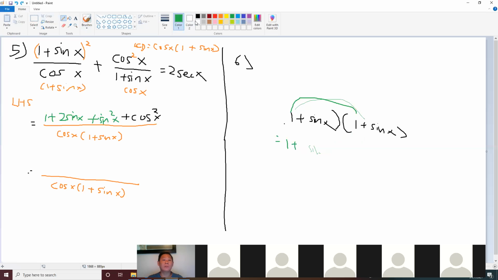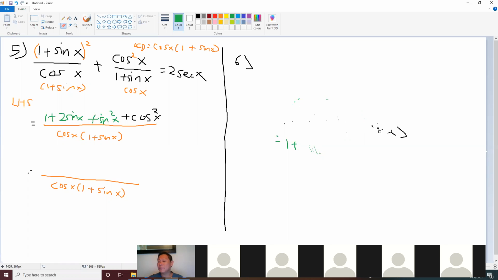So anyone, what can we do with this top one? Usually this top one is the one that we're looking for. Anyone? Can you cancel out the 1 plus sine x? We cannot cancel out 1 plus sine x here because this is not factored yet. In order for you to cancel stuff, it has to be factored first, because you take something out. Once you factor, then you can cancel.